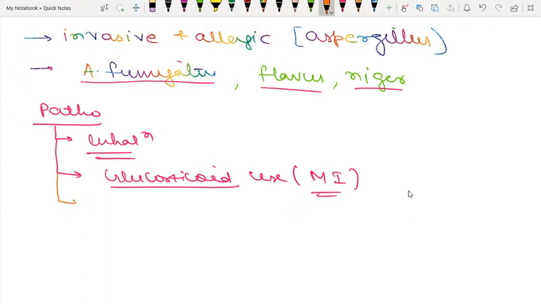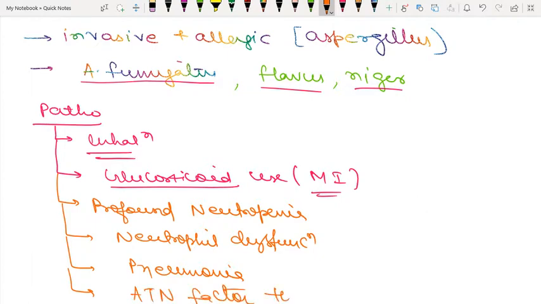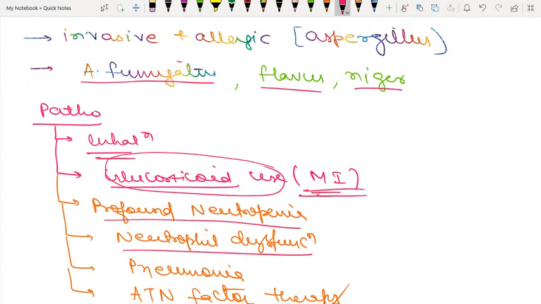Glucocorticoid is the most important risk factor for aspergillosis. The next is profound neutropenia. The third one is neutrophil dysfunction. Then underlying pneumonia, or anti-tumor necrosis factor therapy. So these are the important risk factors which you have to look for: glucocorticoid use, profound neutropenia, neutrophil dysfunction, pneumonia, and anti-tumor necrosis factor therapy.